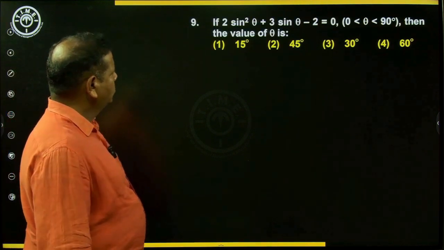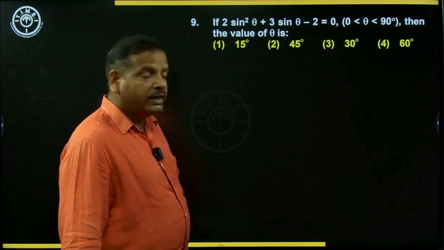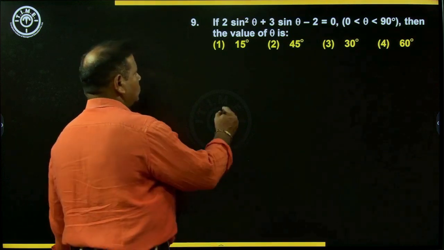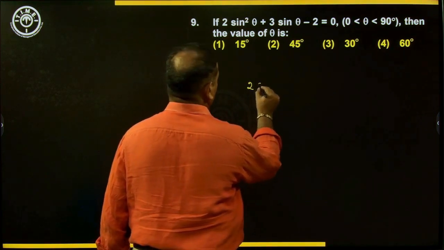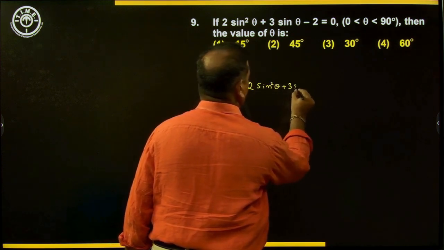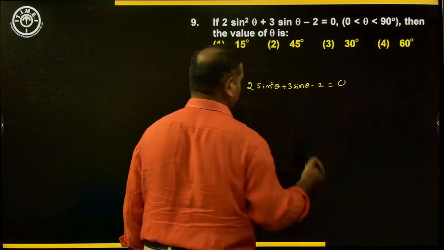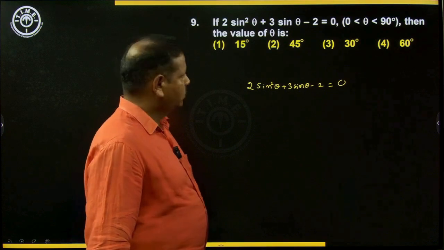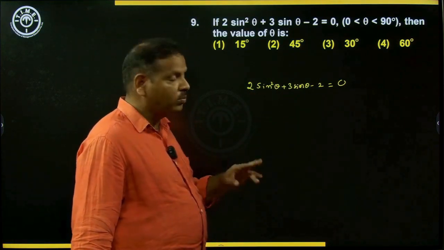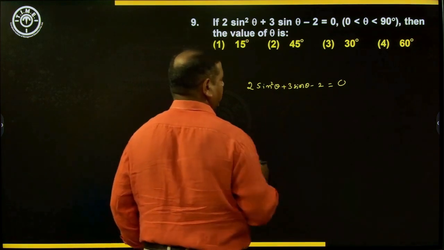Now see this. 2 sin square theta plus 3 sin theta minus 2 equal to 0, where theta lies in between 0 and 90, then the value of theta is asked. 2 sin square theta plus 3 sin theta minus 2 equal to 0. This is like a quadratic equation in terms of sine. There is a single function, sin theta only is there. If any other function is there, both are to be converted into a single function.